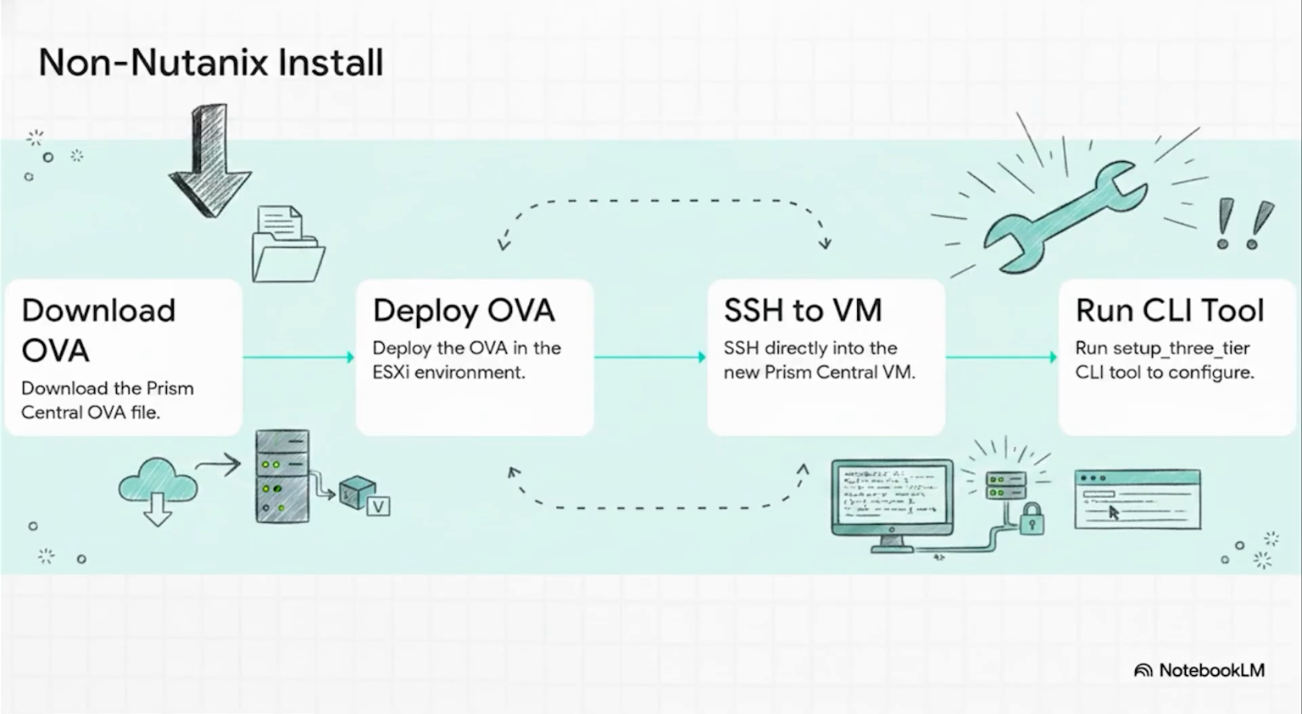If you do find yourself deploying on non-Nutanix ESXi, you've got to memorize this exact manual flow for the exam. First, download that specific OVA file. Second, deploy it manually within your ESXi host. Third, because you don't have that native automation anymore, you literally have to SSH directly into the new Prism Central VM. And finally, and pay attention because this is a highly testable fact, you must manually execute the Setup 3-Tiers CLI tool to actually configure the environment. That is a massive difference from the automated one-click Nutanix method.